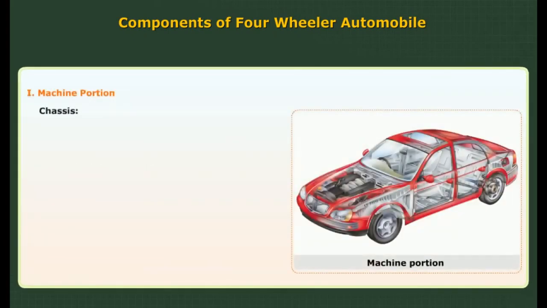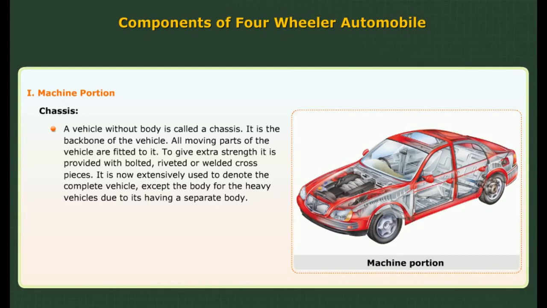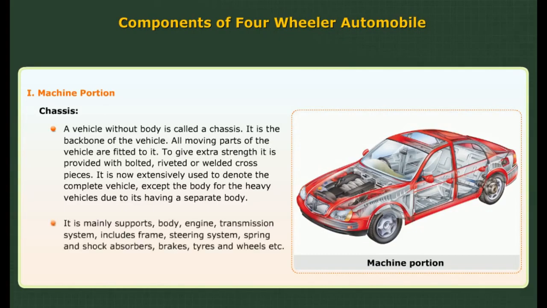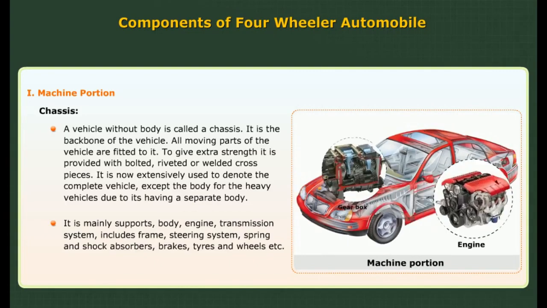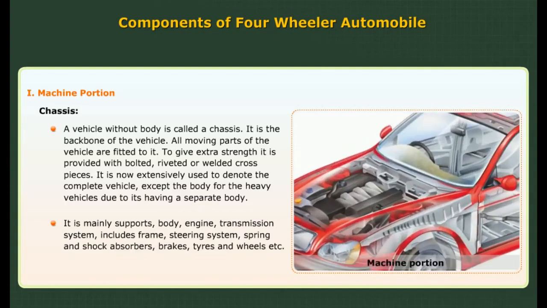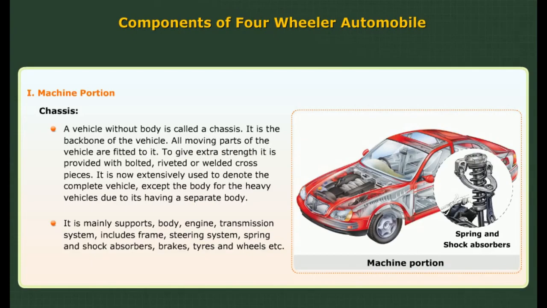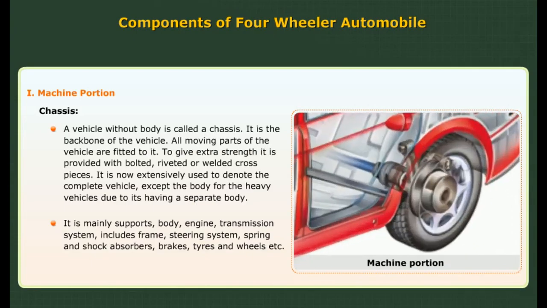1. Machine portion. Chassis. A vehicle without body is called a chassis. It is the backbone of the vehicle. All the moving parts of the vehicle are fitted to it. To give extra strength, it is provided with bolted, riveted, or welded cross pieces. It is now extensively used to denote the complete vehicle, except the body, for the heavy vehicles due to their having a separate body. And it mainly supports the body, engine, transmission system, and includes frame, steering system, spring and shock absorbers, brakes, tires, wheels, etc.